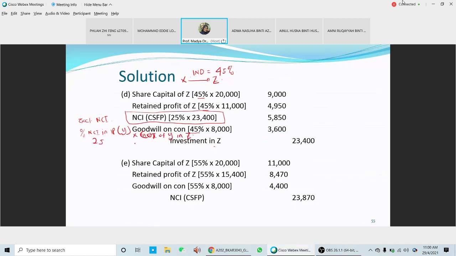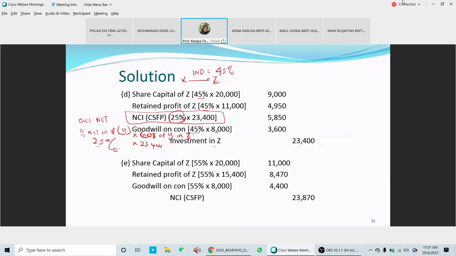Only this one, the percentage here, the difference here is this one, because the NCI here is using the NCI in the immediate parent. Okay, and then for the NCI, share capital here, 55. Retained profit is also 55. Goodwill also 55 here. Why do you have 55 here? Because the parent has 45%, so the NCI has another 55%. Yeah, that is the journal entry.